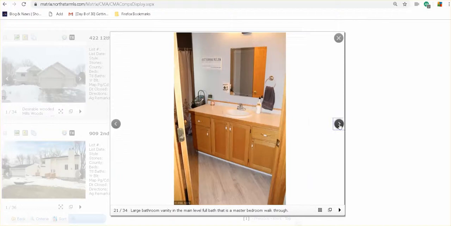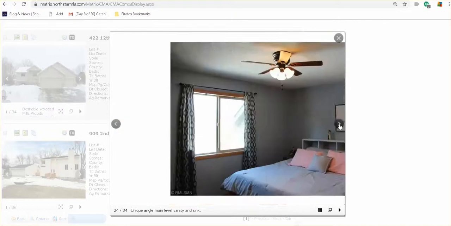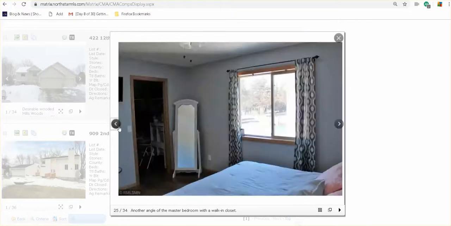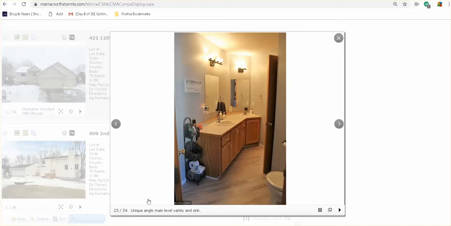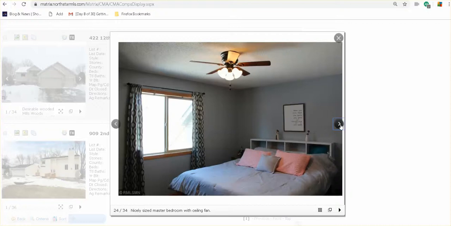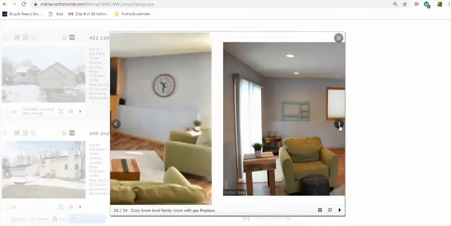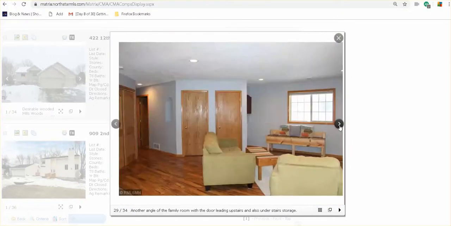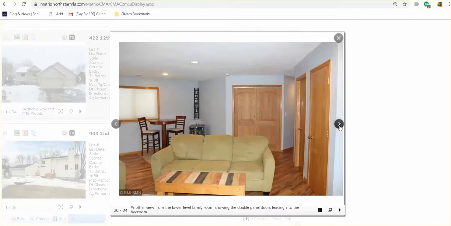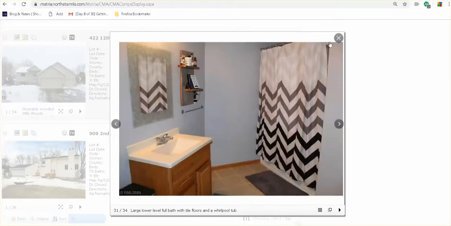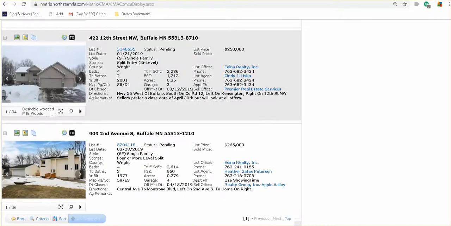I'm very hopeful for my seller, right? I want them to get the most money. That's my fiduciary duty. I saw something else here. Unique angle main level vanity and sink. I thought maybe that was a master bath. So I might have to look at that more closely. My particular home that I'm going to be listing for my seller does not have a master bath. It's only a main floor bath and then a downstairs bath.